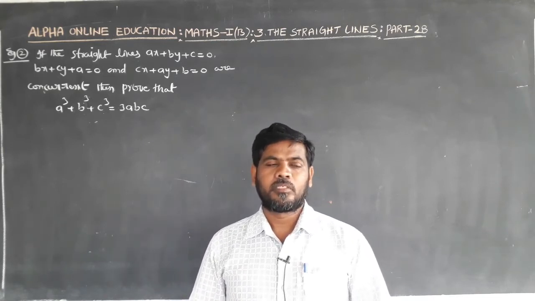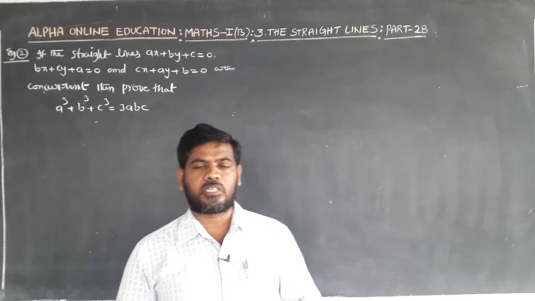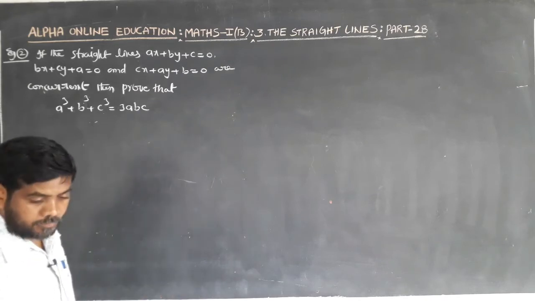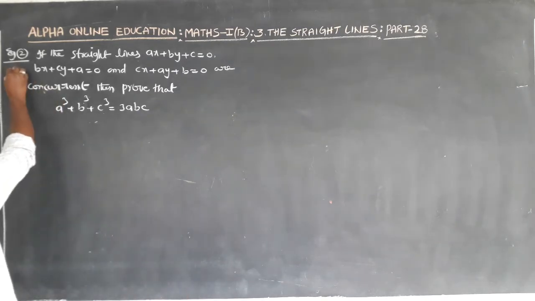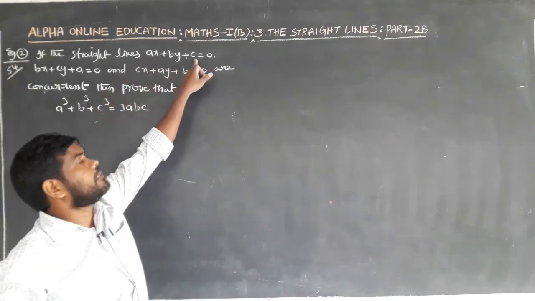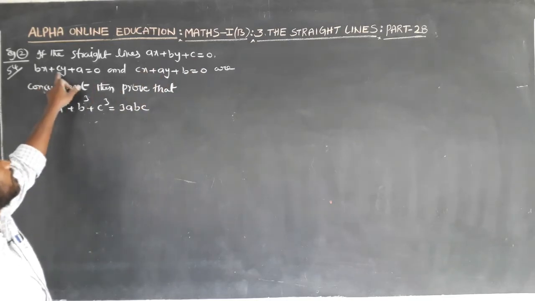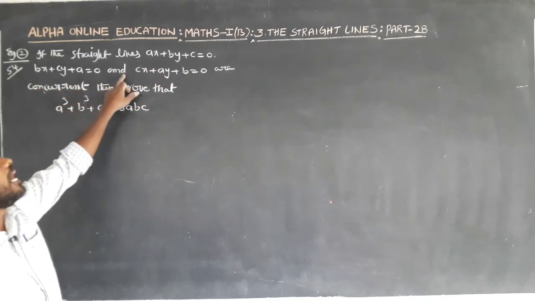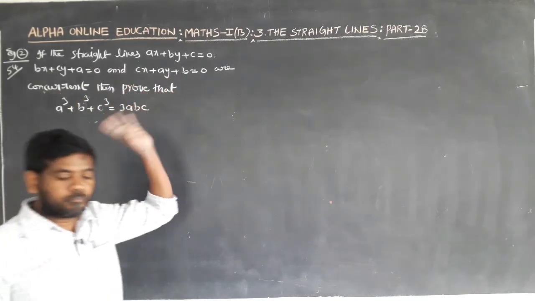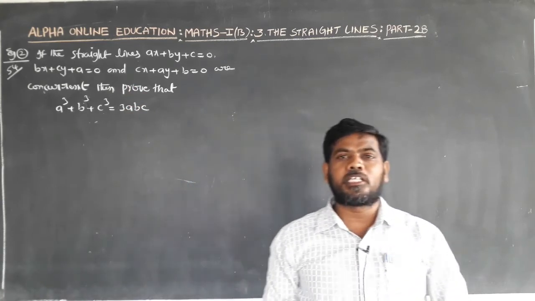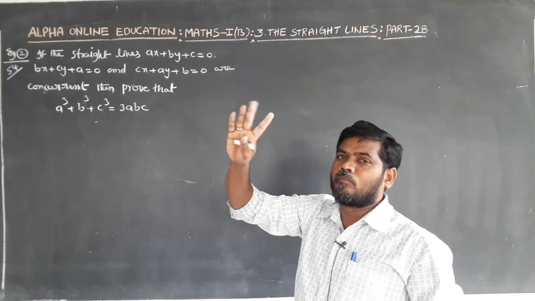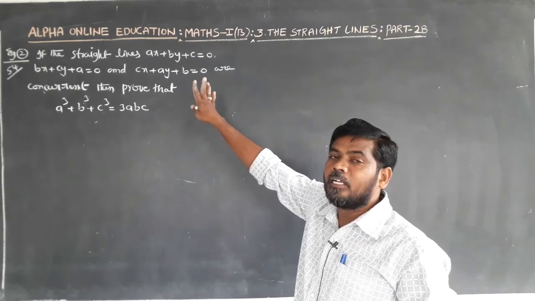Two problems, Mathematics 1B, third chapter, straight line, example number 2, page number 54 in the textbook. If the straight lines ax plus by plus c is equal to 0, bx plus cy plus a is equal to 0, and cx plus ay plus b is equal to 0 are concurrent, then prove that a cube plus b cube plus c cube is equal to 3abc. This is the most important problem in 4 marks questions. This is a very important question.